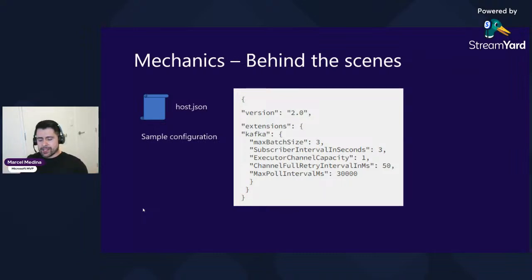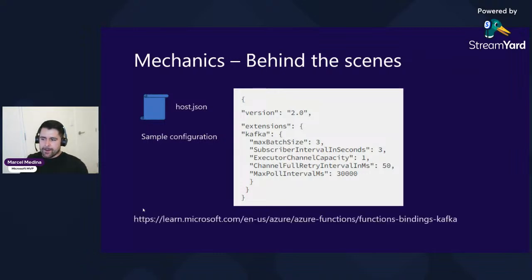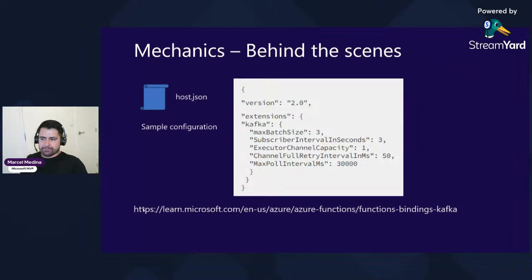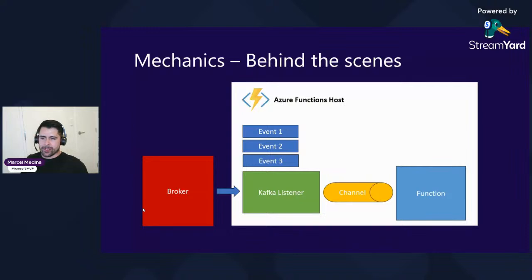You have options in here. There are many more. They are based on the Kafka DLL that allows you to configure those settings. There are details available on this link if you want to further explore. But what I want to show is, based on those configuration settings, where are those represented on the diagram that we had before.